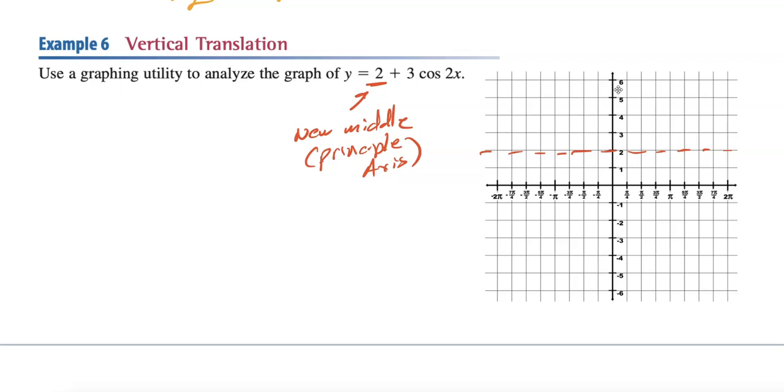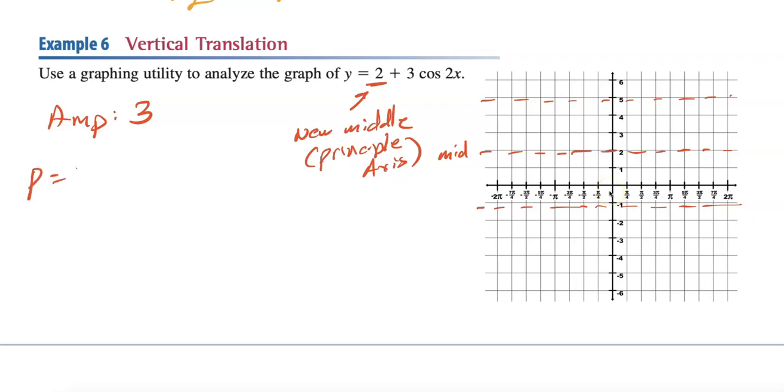And for me, this is going to be easier than the horizontal translation because we're going to do everything the same. What's our amp? Well, our amp is the number in front of the cosine, so 3. That means, like it always means, you go up 3 and down 3 from your new middle. It used to be from 0, but now we're moving everything up 2. So this is my new middle. We're going to go up 3, so up to 5, and down 3, down to -1. So the highest part of my amp is 5, and the lowest part is -1, because we're starting at 2, and we can go up 3 and down 3.